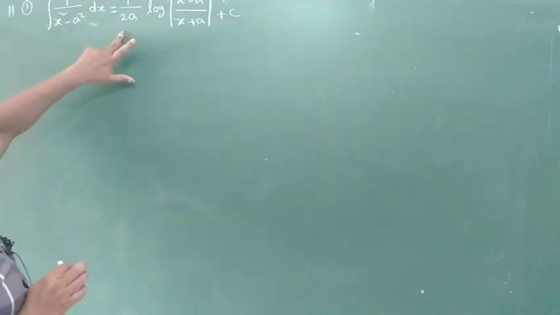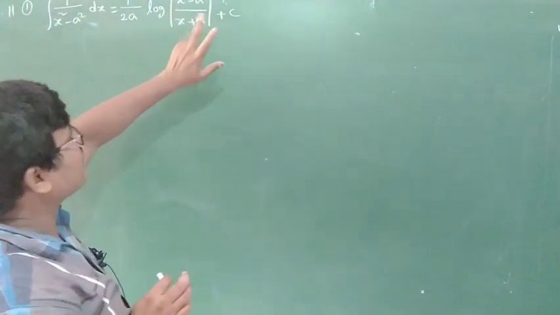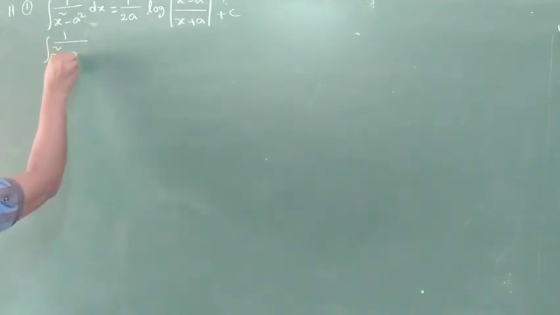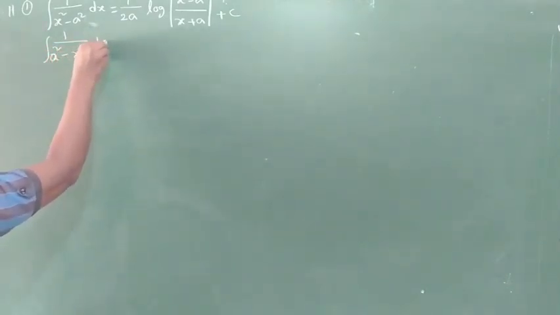There is no function of the type 2x square or 3x square, only x square minus a square, meaning a is like 2 square, 3 square. So 1 by 2a log x minus a by x plus a. Okay, next, the second one is integral 1 by a square minus x square dx.